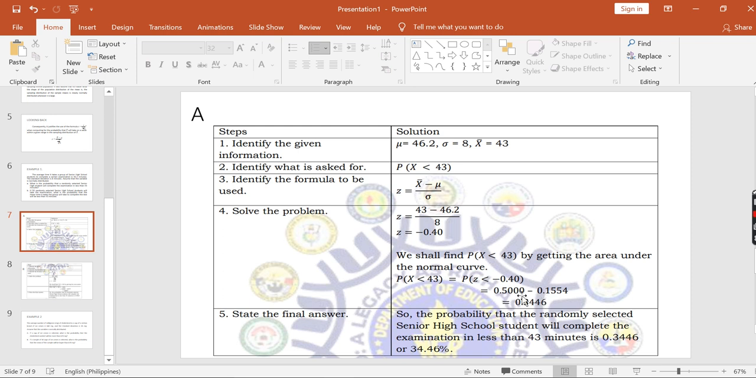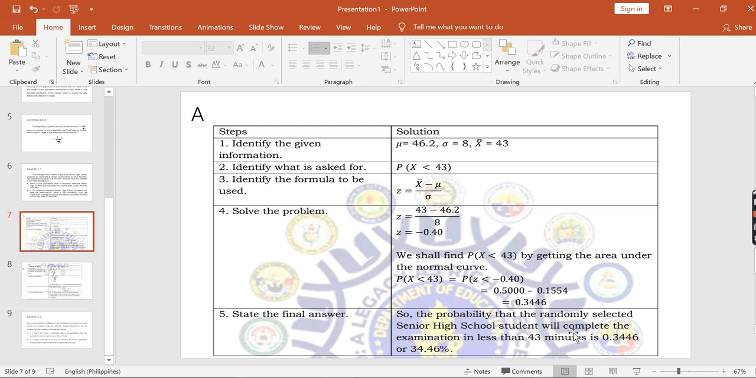As you can see here, I think the author of this module used another type of table. That's why he subtracted something. But luckily, our table gives us the leftmost part, so we don't have to subtract anything. So, state the final answer.